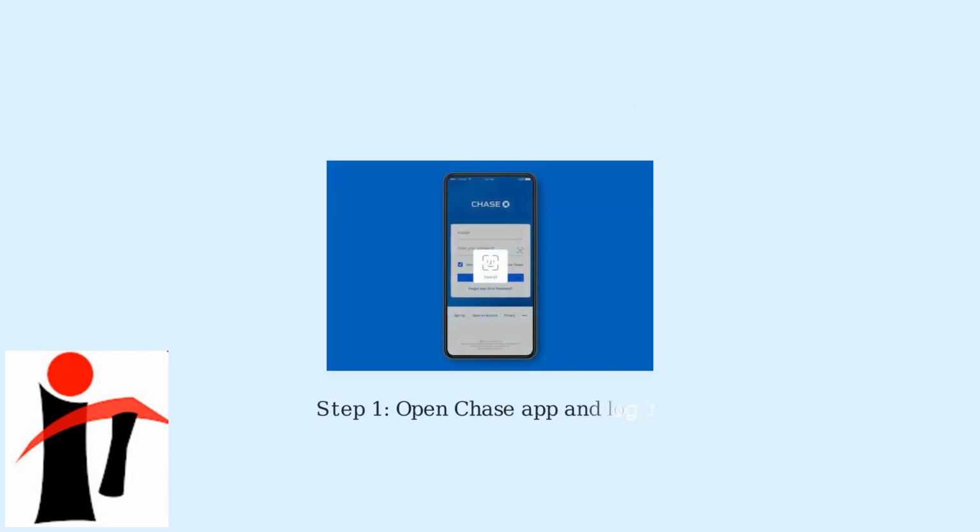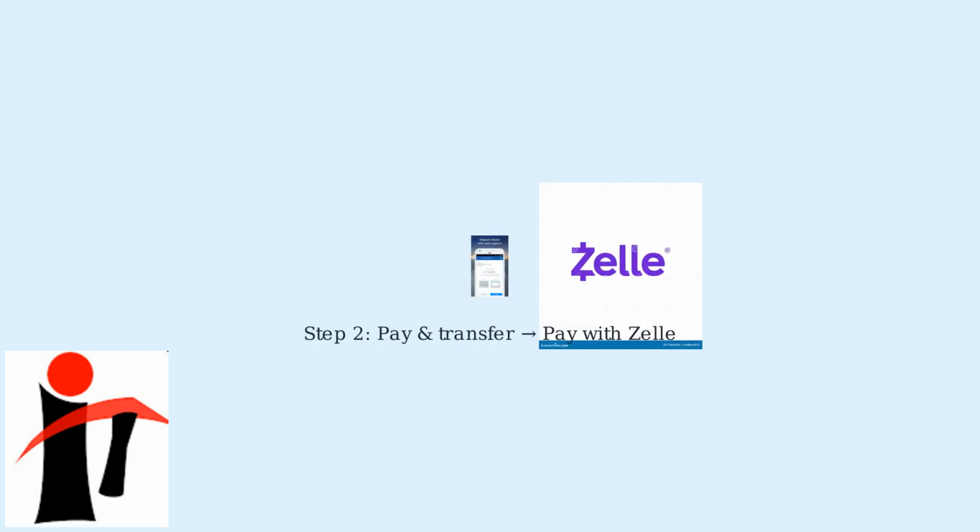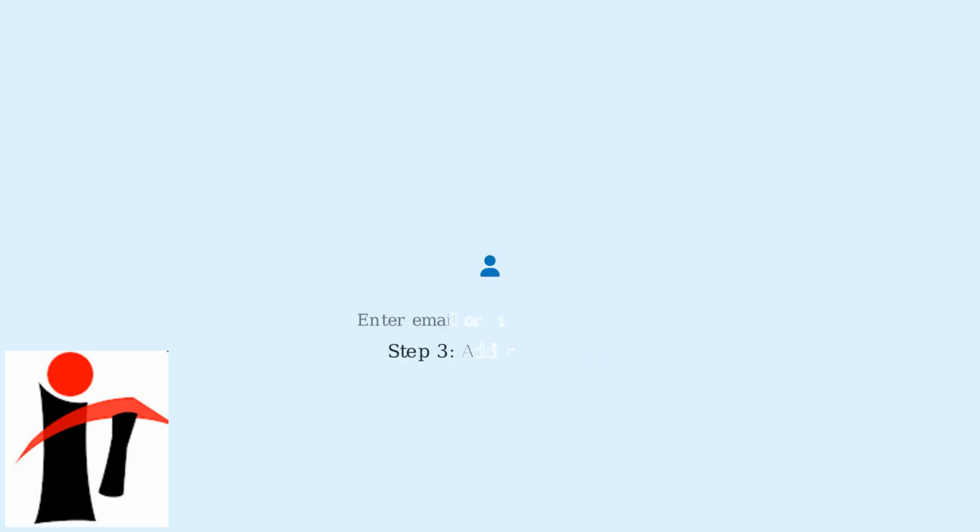Open the Chase app and log in to get started. Navigate to the Pay and Transfer menu, then select Pay with Zelle. Add a new recipient by entering their email or mobile number. Make sure they are enrolled in Zelle. Enter the amount you want to send and add an optional note.